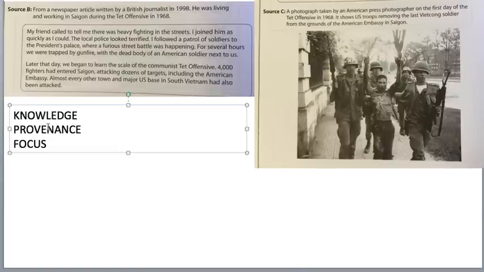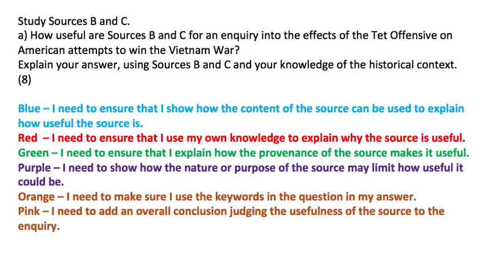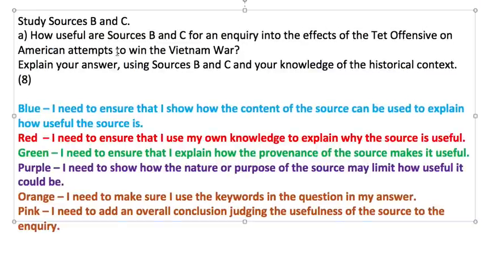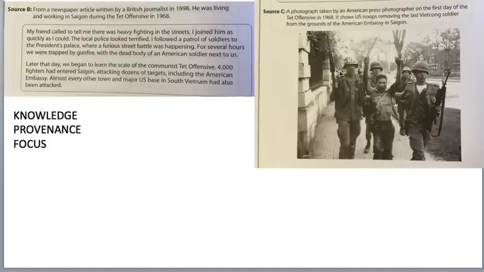So you look at the provenance, you look at the knowledge, you make sure you focus on effects of the Tet Offensive on American attempts to win the war. This one shows US troops removing the last Viet Cong soldier from the grounds of the American embassy. With his tatty clothes, he looks in big trouble. He looks surrounded by American soldiers with their guns. They look victorious, they look strong. He looks beaten, and that tallies with my own knowledge of the Tet Offensive, that it was a huge military victory for the United States.